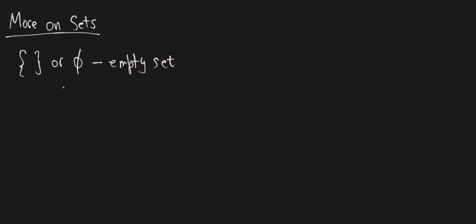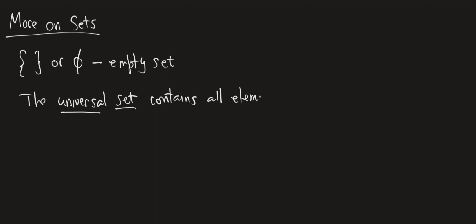Well, it turns out there is another concept which is kind of the polar opposite of the empty set, and it's called the universal set. So the universal set is simply a set that contains everything that's being considered, right? So the universal set contains all elements being considered, right? So again, what do we mean by being considered?